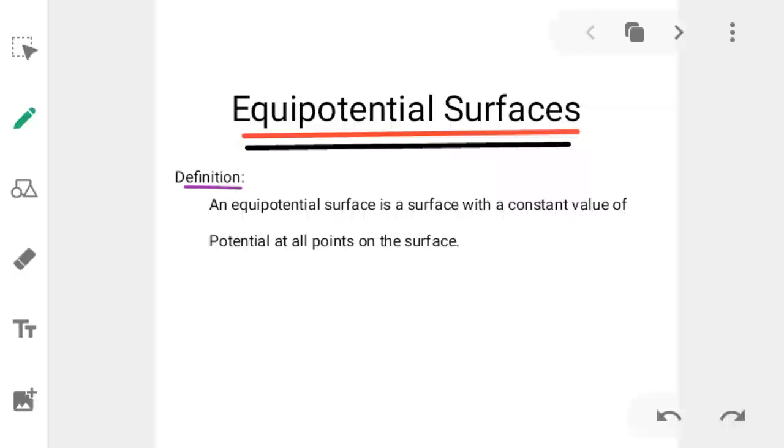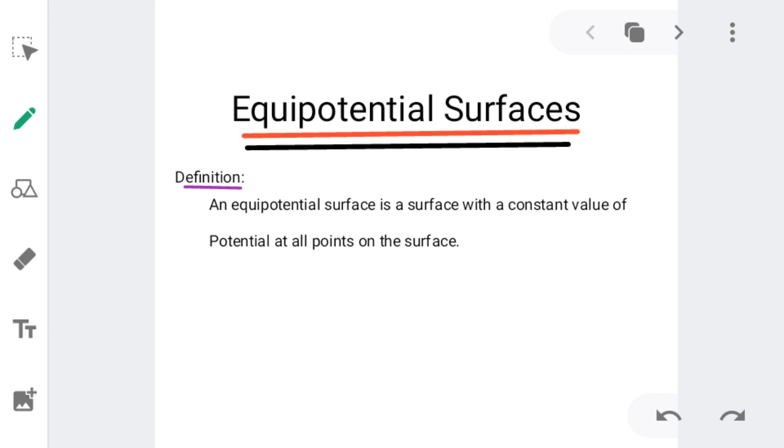Good morning, students. So today we'll see the equipotential surfaces. First of all, what is meant by an equipotential surface, that we will see through the definition. An equipotential surface is a surface with a constant value of potential at all points on the surface.